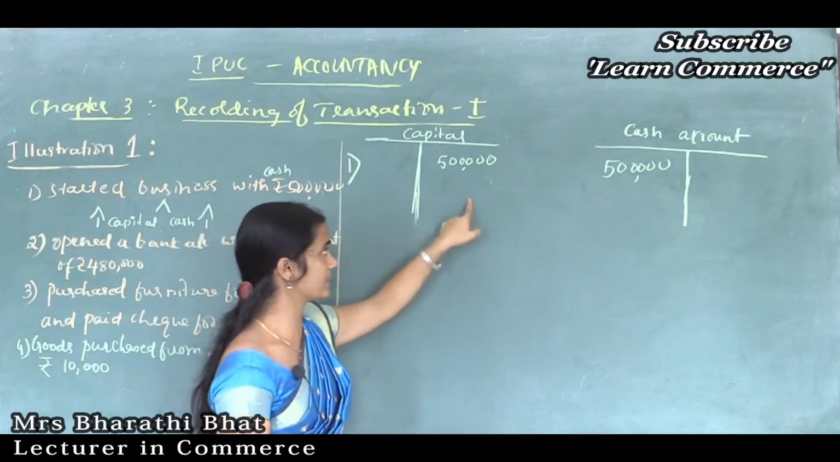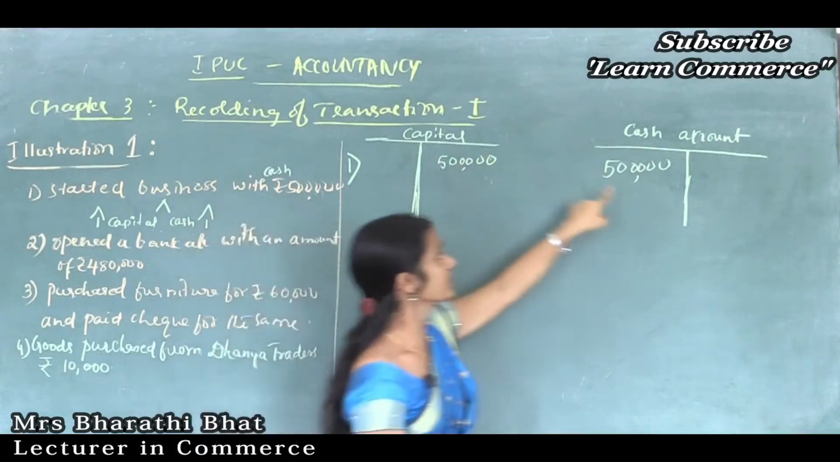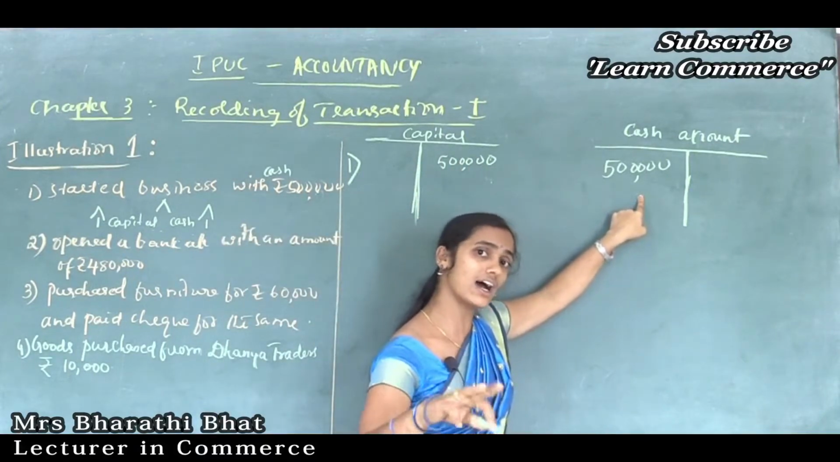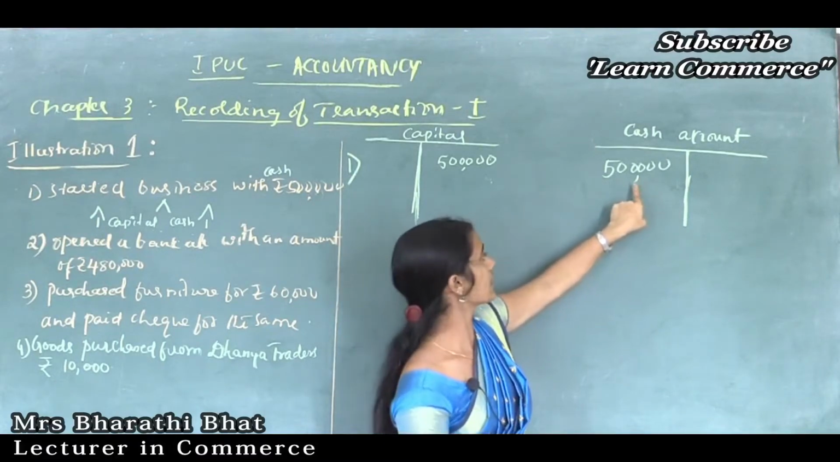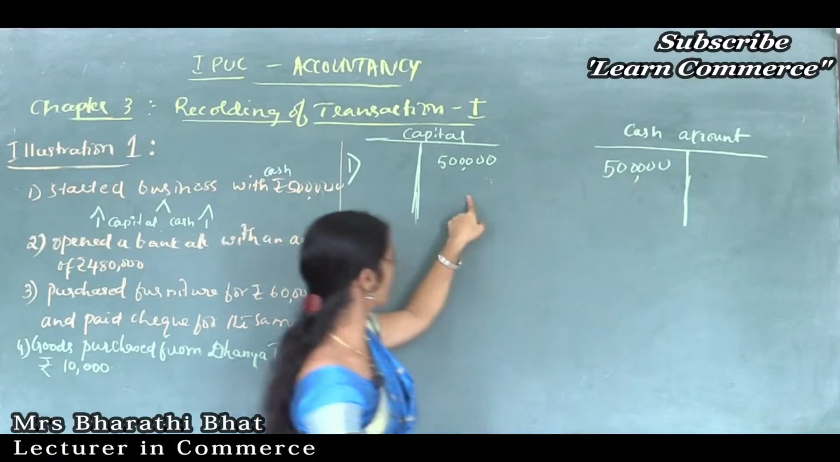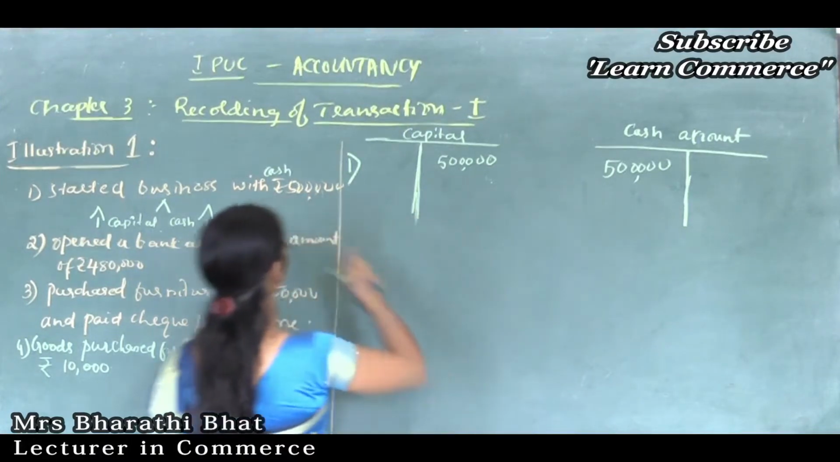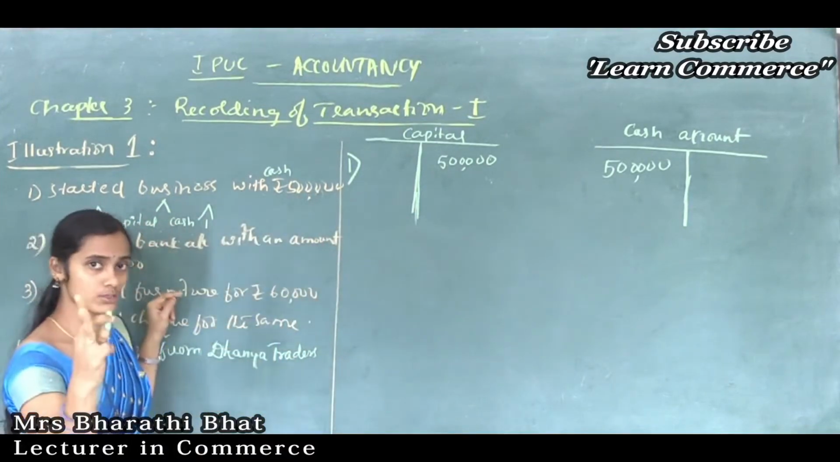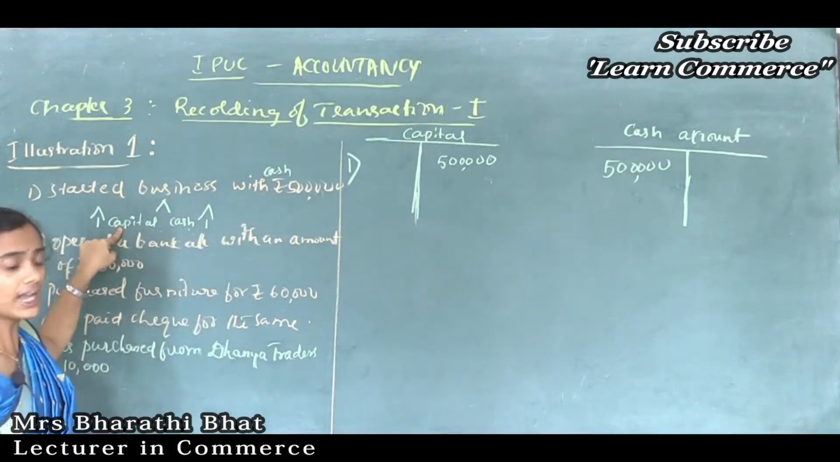This side is debit, this side is credit. So increase in capital is to be credited. Both are increased, so increase in asset is also to be debited here. So the credit amount equals the debit amount. One transaction includes two accounts, capital and cash.